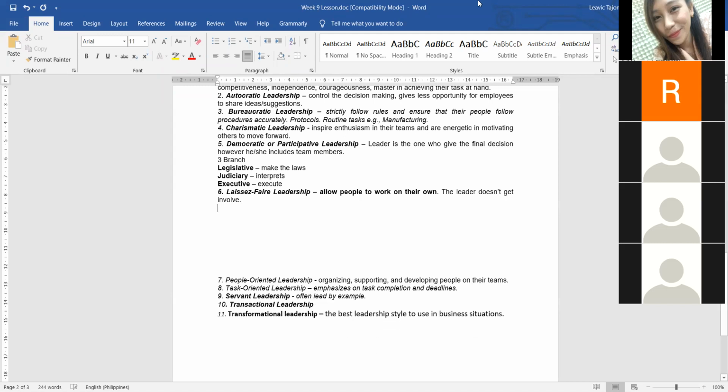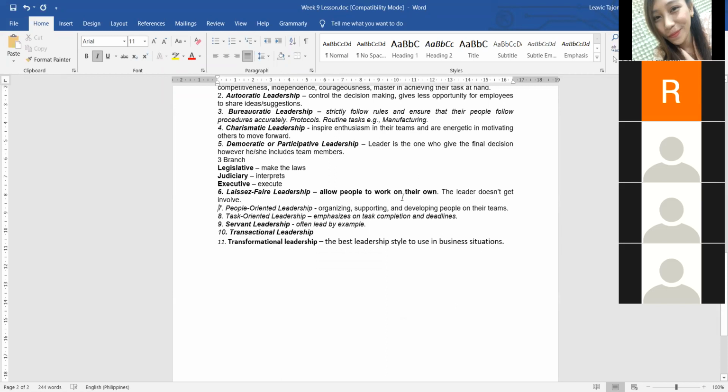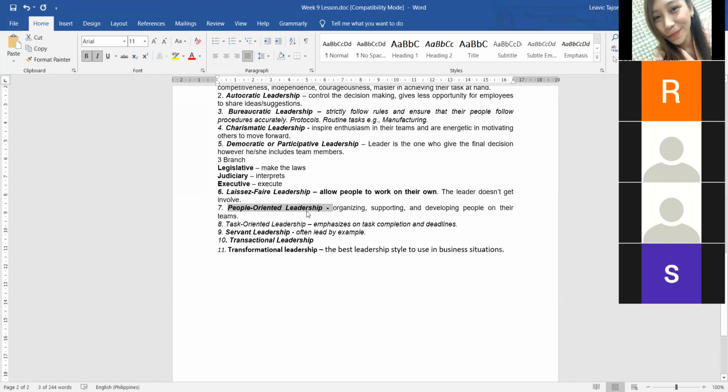Okay. Then let's have people-oriented. So please allow me to explain it. People-oriented leadership style. So people-oriented leadership style, now these are a kind of leader that is focused, no, nag-focus sila sa organizing, sa supporting and developing of people on their teams. Also, people-oriented leaders treat everyone on the team equally. And also, they are approachable leaders. They pay attention to the needs and welfare of everyone in the group. When team members need help or advice, they always make themselves available and are more productive and willing to take risks since they are aware that their leader will support them.